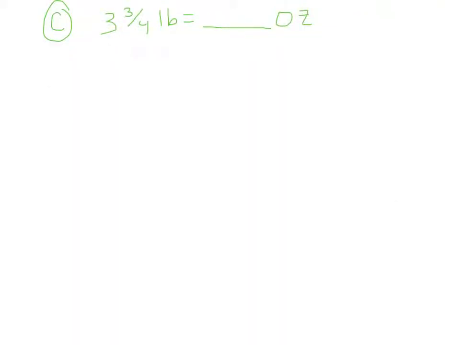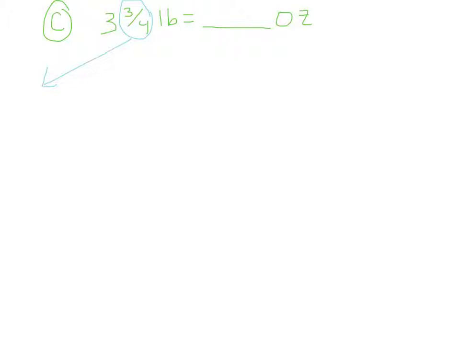Okay, going on to C, we're starting to get a little bit more tricky because we see that we've got 3 3/4 pounds equals blank ounces. Well, we have to figure out what this 3 3/4 pounds means. We know what 3 pounds means, but what does this 3/4 pounds mean? So let's go ahead and figure that out first. So we're going to take apart to see what the 3/4 pounds means.